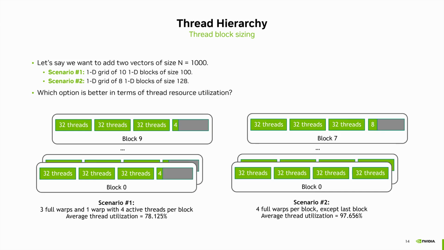Let's take a look. In the first case, which is on the left, we see that for each thread block, we have 28 deactivated threads. This leads to an average thread utilization of around 78%. But on the right, where the thread block size is a multiple of the warp size, we see that only in the last thread block we need to pad by 24 threads. So in this case we achieve an average thread utilization of around 97%, which is much better, of course.